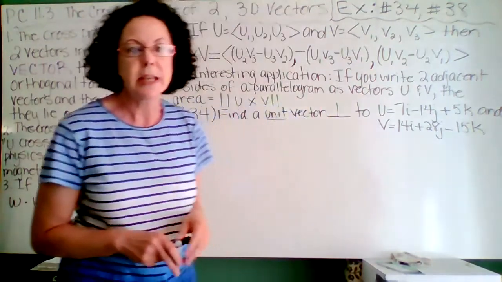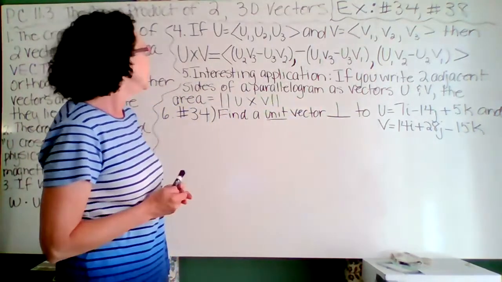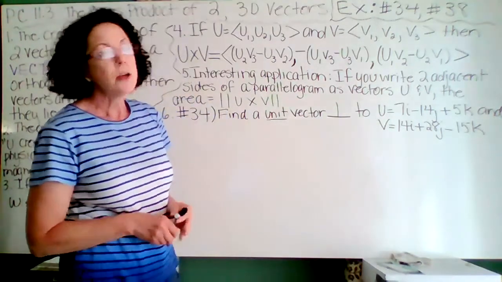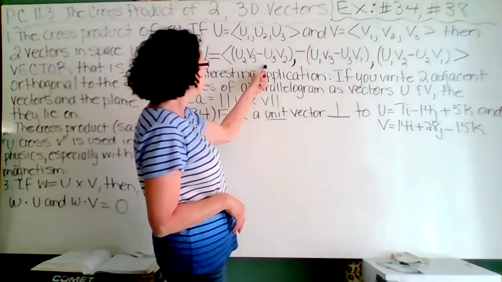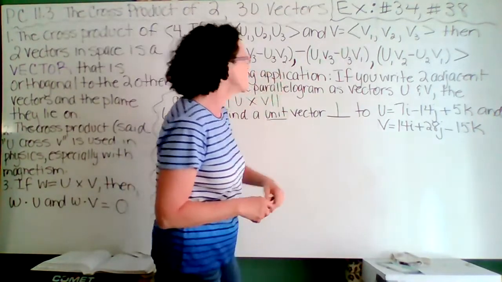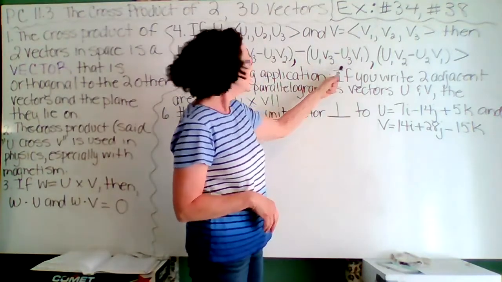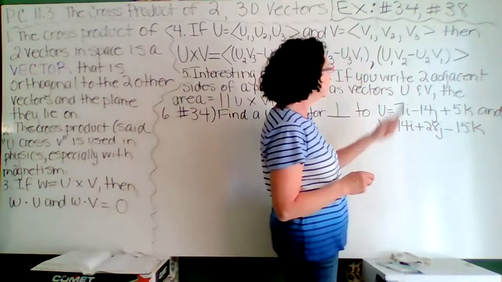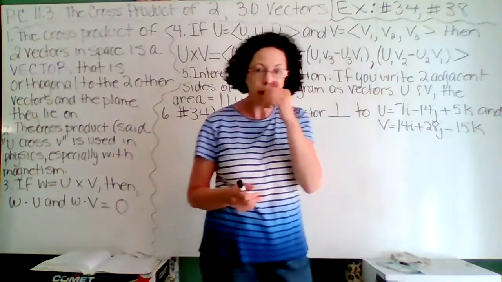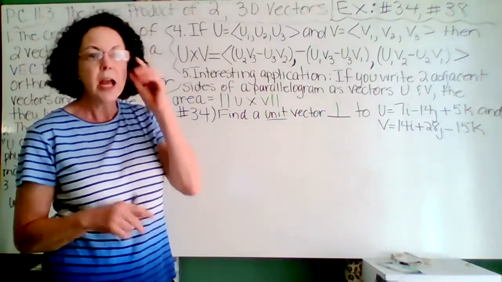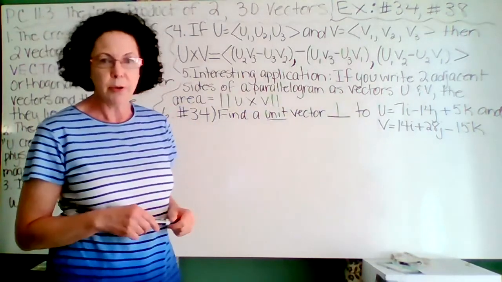Again, I know this seems complicated, but take a look. Notice that the U's and the V's are always in order. Notice for component 1 that you're using 2 and 3 and 3 and 2. For component 2, you're using 1 and 3 and 3 and 1. And for component 3, you're using 1 and 2 and 2 and 1. So whatever component you are working on to write the cross product, you are using the other 2 components.